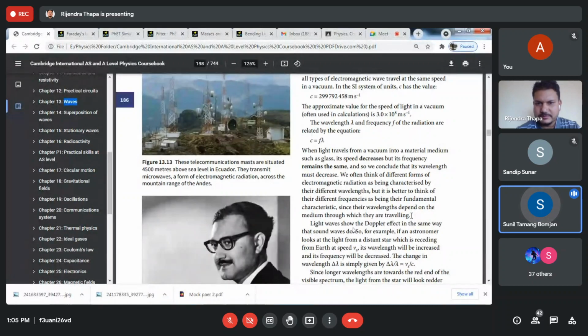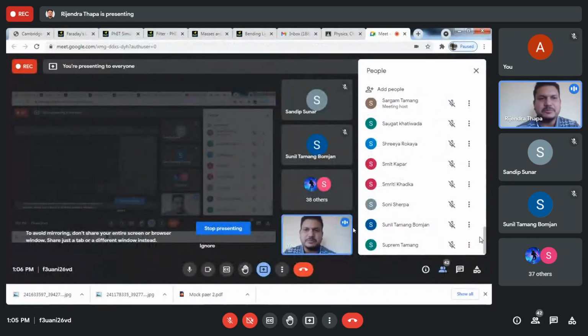When a light travels from a vacuum into a material medium such as glass, its speed decreases, but its frequency remains the same, and so we conclude that its wavelength must decrease. We often think of different forms of electromagnetic radiation as being characterized by their different wavelengths, but it is better to think of their different frequencies as being their fundamental characteristics, since their wavelengths depend on the medium through which they are traveling. Okay, thank you, Sunil.